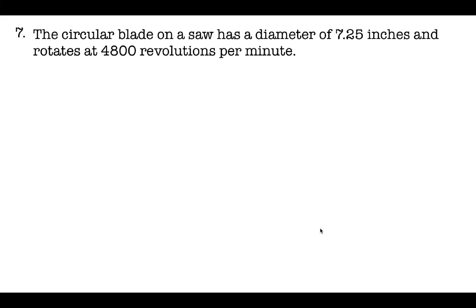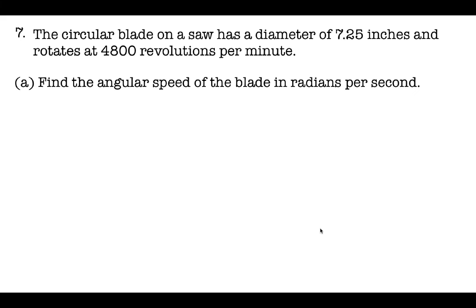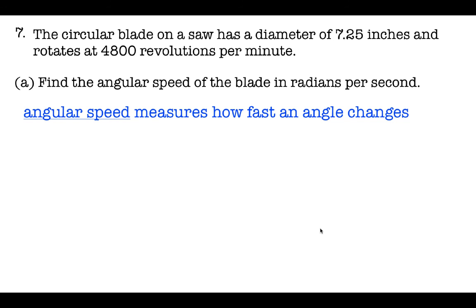Next one. This is the last one. It has 2 parts. This is a word problem. It says the circular blade on a saw has a diameter of 7.25 inches and rotates at 4,800 revolutions per minute. Part A says find the angular speed of the blade in radians per second. What does angular speed mean? This is like a definition that will help you understand this problem a little bit better.